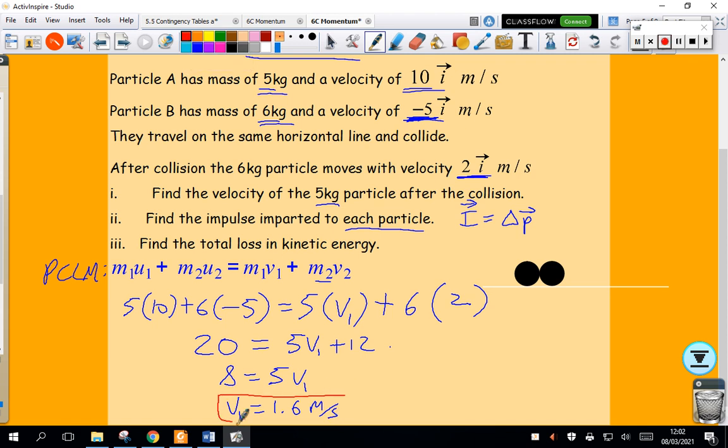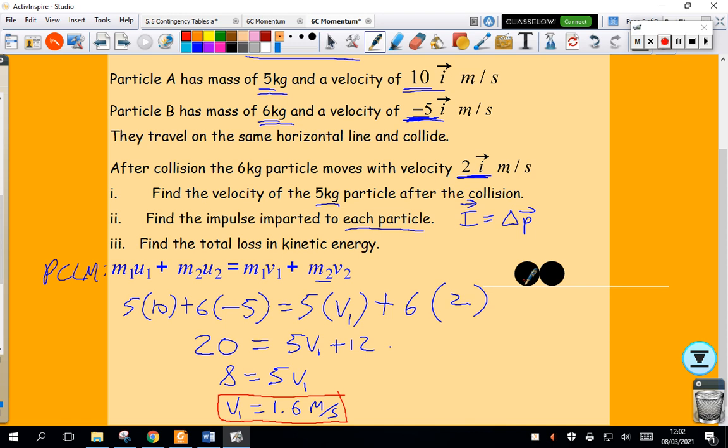Notice it's positive. So the first particle was moving to the right at 10 meters per second. It's still moving to the right, but it is slowed down because of the collision. Second particle was moving to the left at 5, and then the force of the impact not only slowed it down, but actually made it turn around and go in the opposite direction.